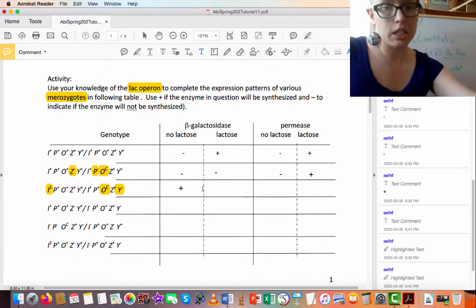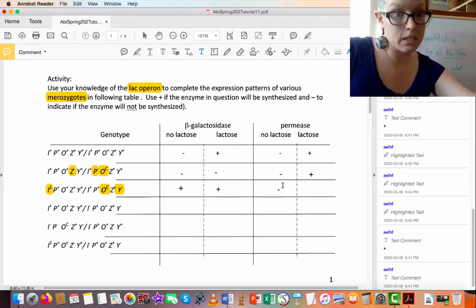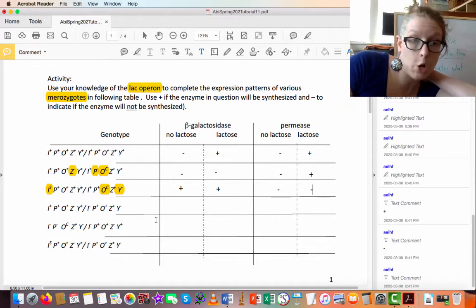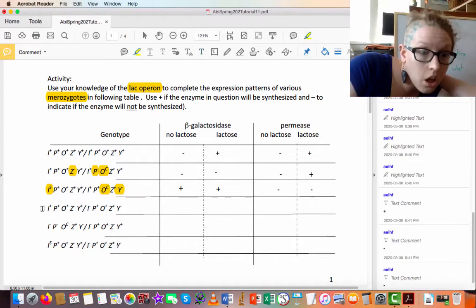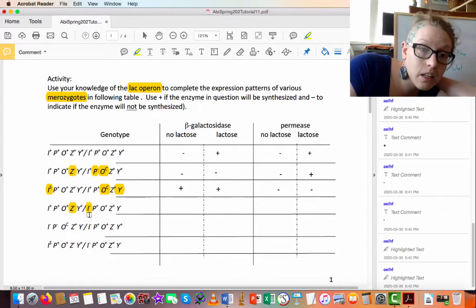So plus minus minus. Hope that made sense, because we're going to charge ahead. This one, we have normal but an inactive Z. And in this one, we have a non-functioning I. But remember, I is transacting. So because we have one functional I, the other functional I doesn't matter. It's going to be fine.